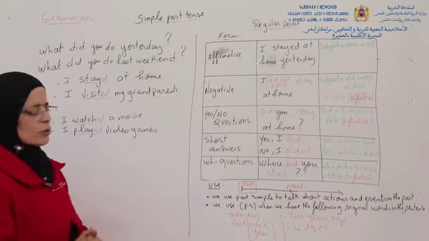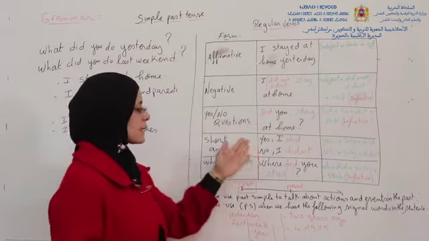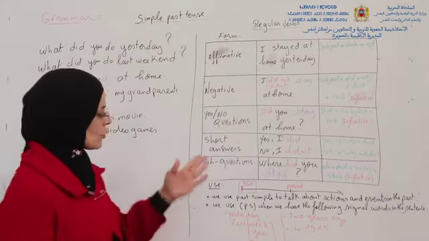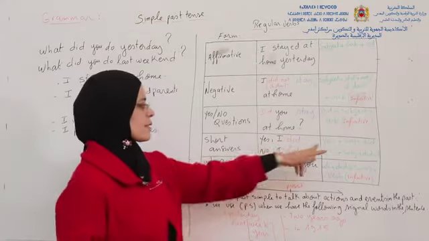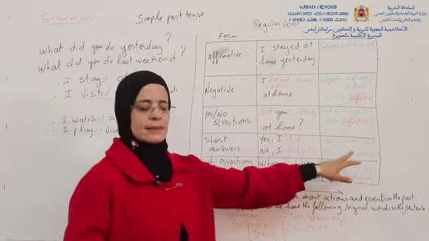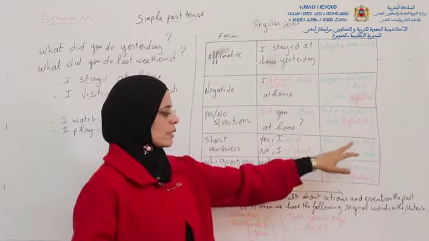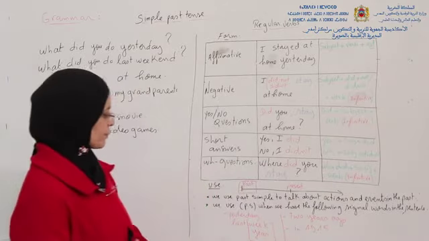Now, for yes, no questions, we should give a short answer. Did you stay at home? Yes, I did. Or, no, I didn't. For yes, we should have subject, we have did. For negative, we have no, plus subject, and plus didn't.